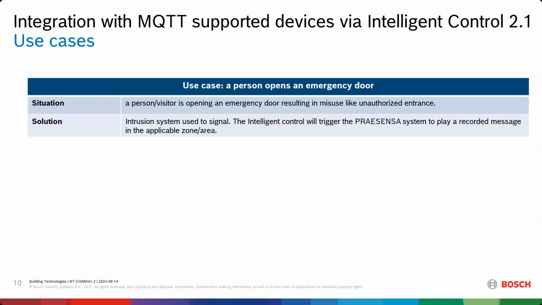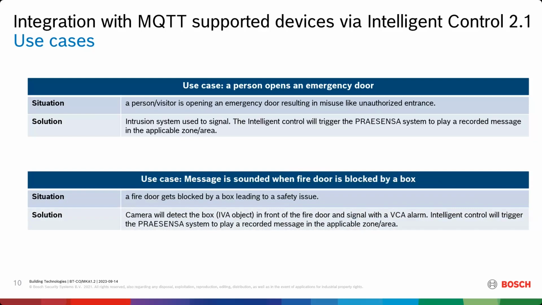Here is an example of a use case that we could configure. Let's say somebody opens an emergency door. We could take an input from a system, let's say a magnetic contact from an intruder alarm panel. And this input we can use in a logical rule in the intelligent control running on the PXI-Core, where we tell the system that if the door is opened, an announcement needs to be made through the PRAESENSA system in a specific zone. So this is a logical rule that we could configure through the web interface in intelligent control on the PXI-Core.